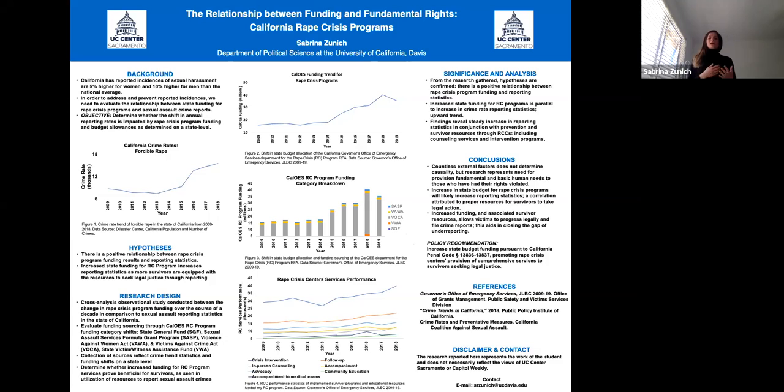As we all know, California has been no stranger to a history of social and political movements regarding human rights. But despite the recent events of the Me Too movement and women's rights marches, sexual assault rates have continued to climb annually. And the issue of sexual assault is not only present but prominent, as the reported statistics are 5% higher for women and 10% higher for men than the national average. So what is the state doing to help end this violence?